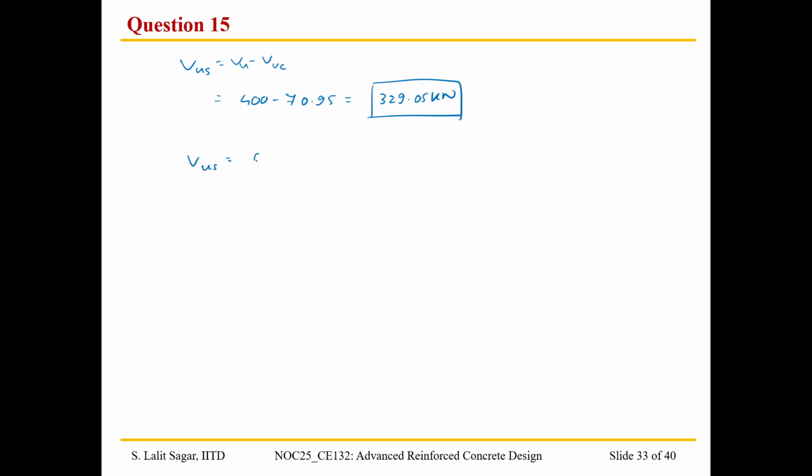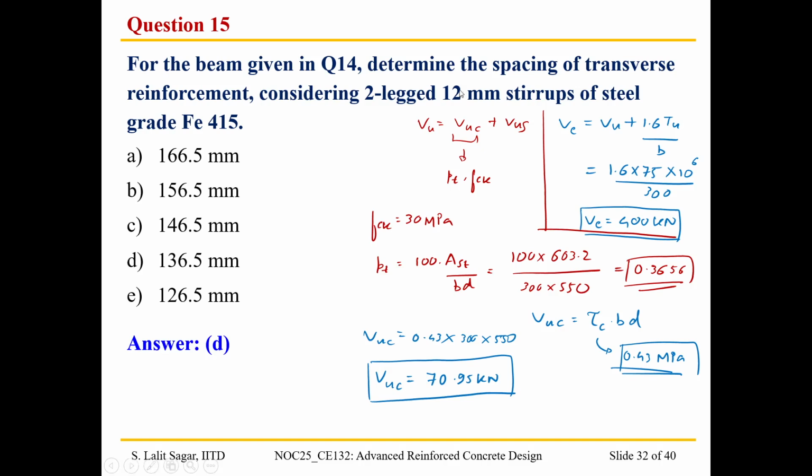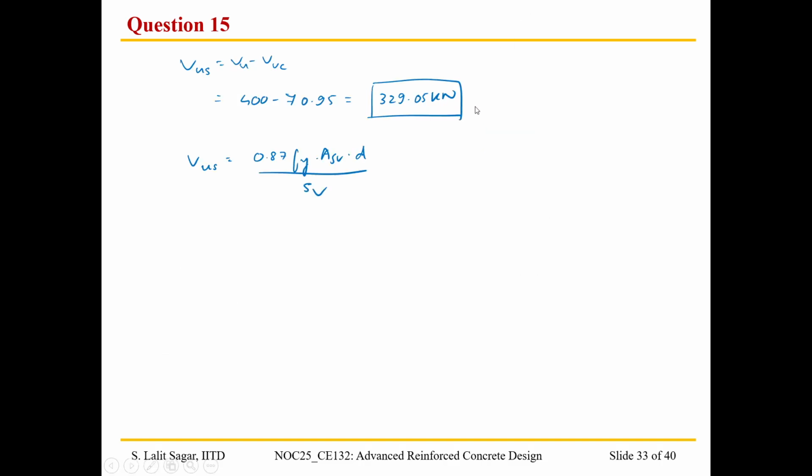VUS is equal to 0.87 Fy into ASV into D by SV. It is given that we need to design using two-legged 12 mm stirrups. Let's be extra careful while calculating the ASV now. Pi by 4 into 12 square, multiplied by 2, that is 226.06. Yes, thank you for the response. 226.19 I'm getting.